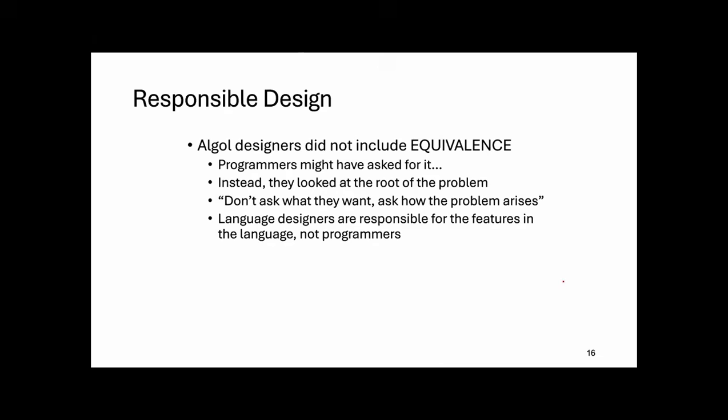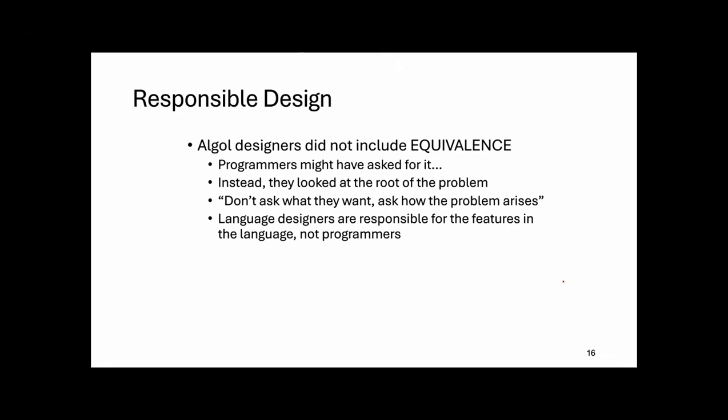You can see as well that the Algol designers did not include equivalence. Some programmers might have asked for it, because there is still some advantage to equivalence, and programmers used it a lot in Fortran. But in Algol, they focused on responsible design. Instead of providing the programmer with what they asked for, they looked at the root cause of many problems. They followed the approach: don't ask what they want, ask how the problem arises, so that they would reduce the problems that would arise.